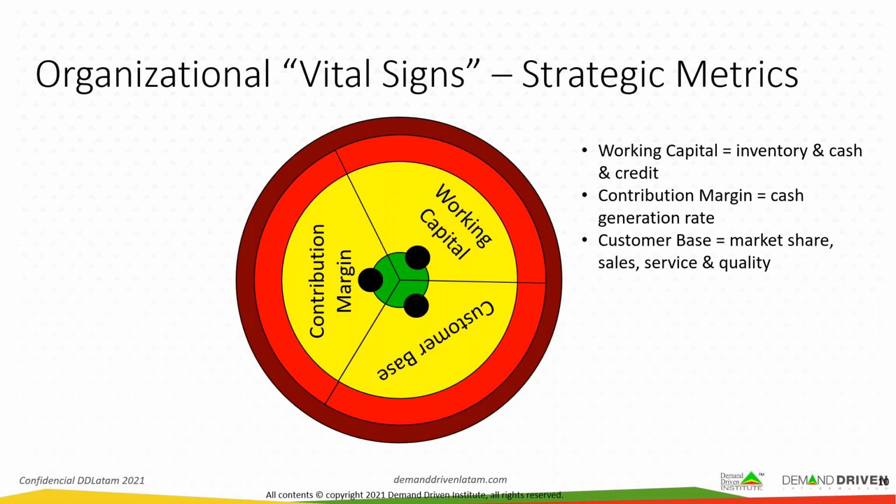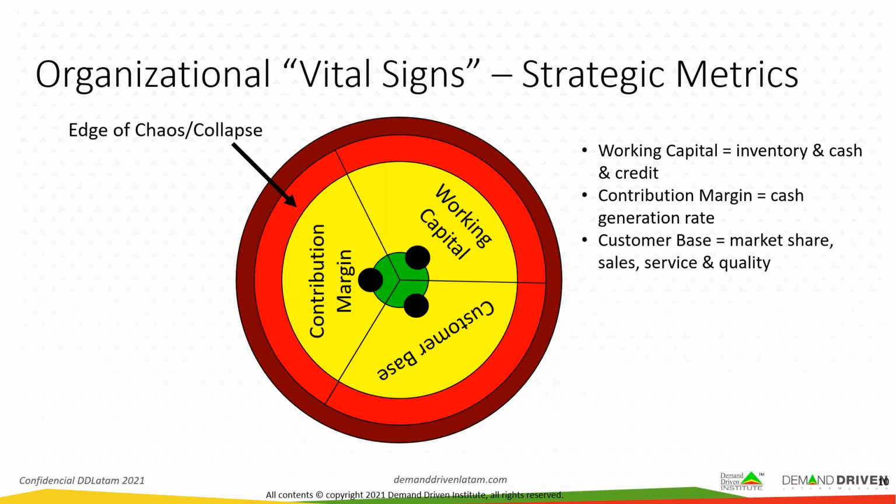So the customer base is our market share. It's our sales, our service, and how good the quality of our products is. This is what differentiates us. So this customer base is critical, and you can see where these three strategic metrics work together. Notice how the three never come together. They're not directly in the middle, but there's a green zone, a yellow zone, a red zone, and a dark red zone. That's because things don't stay static.